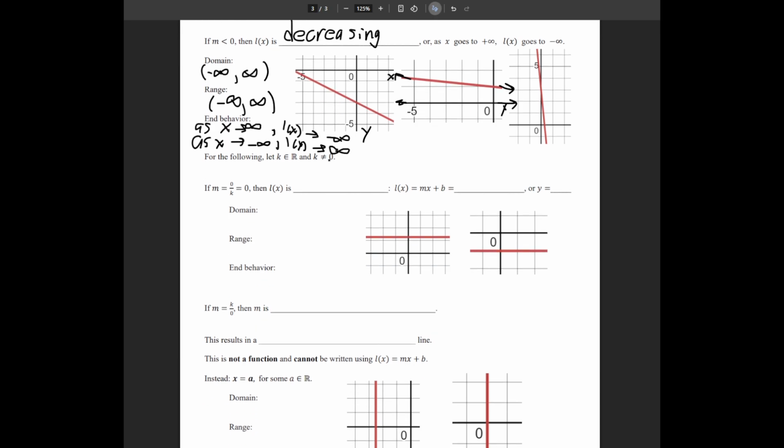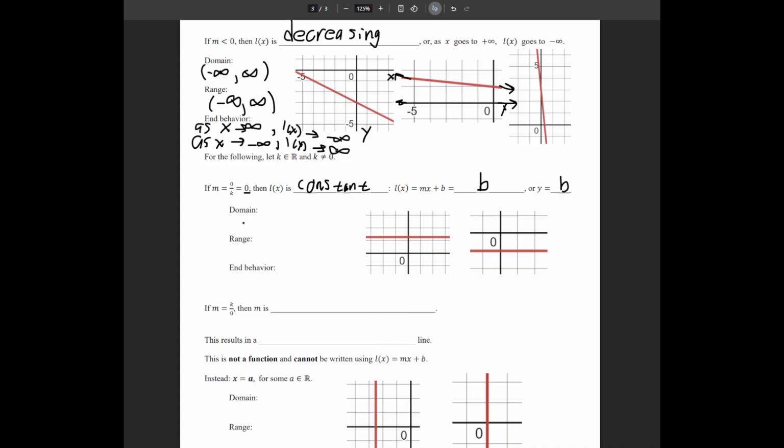Following, k is a real number, not equal to 0. So if m is 0 over k, so your slope is 0, what you have is just a constant line, or L of x is constant. All right, so L of x equals mx plus b. If m is 0, then 0 times x just disappears. All we end up with is b by itself, or y equals b. Again, you'll commonly see y equals some number as well.